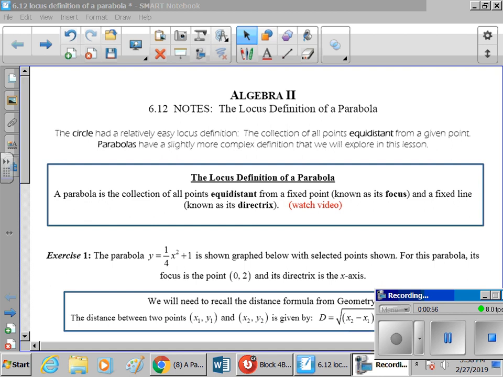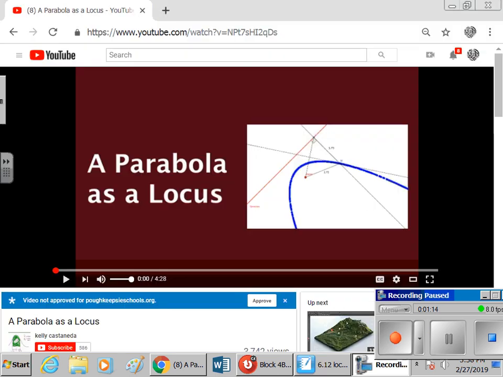Parabolas have a slightly more complex definition. A parabola is a collection of all points equidistant from a fixed point called a focus and a fixed line called the directrix. So I have a quick video here for you, and it might help explain things a little bit, so hold on.